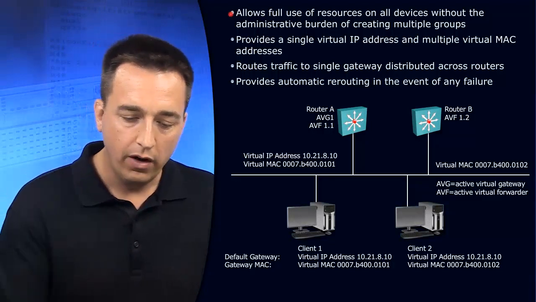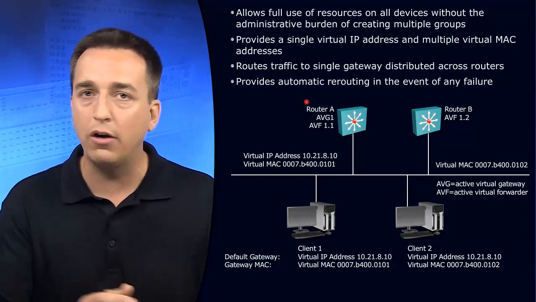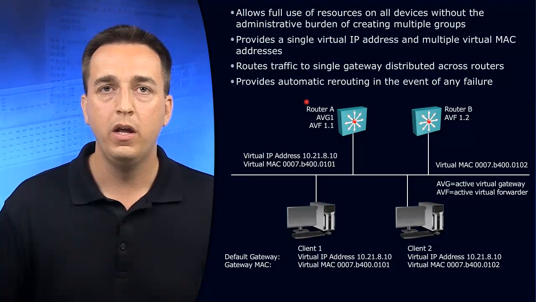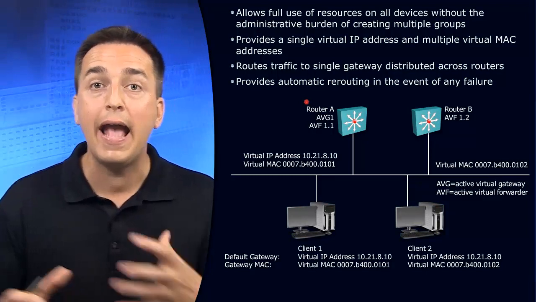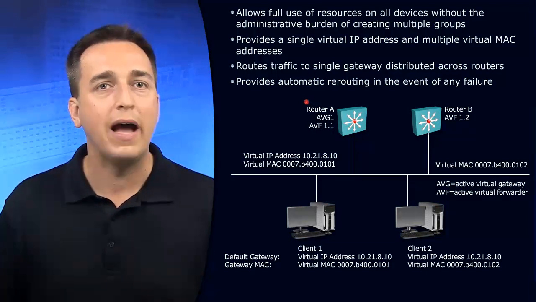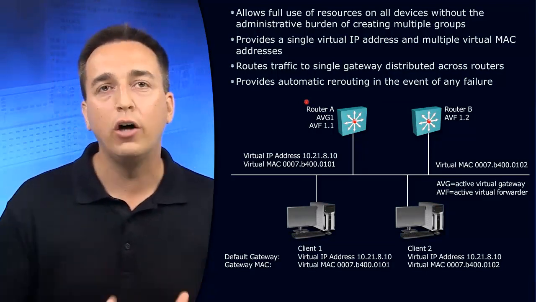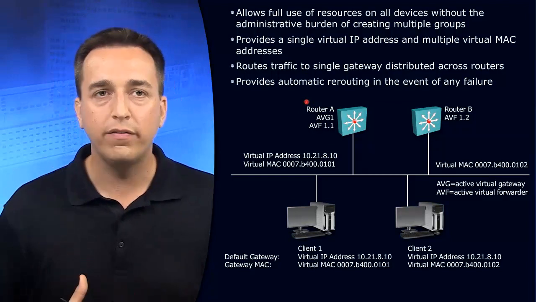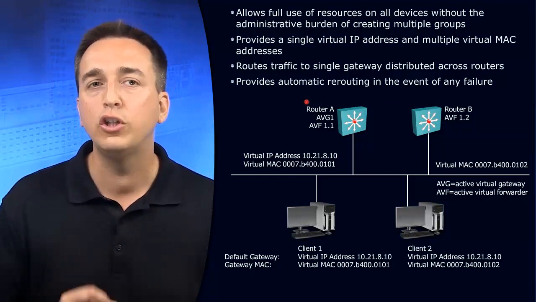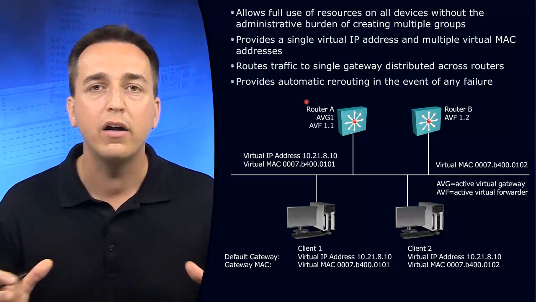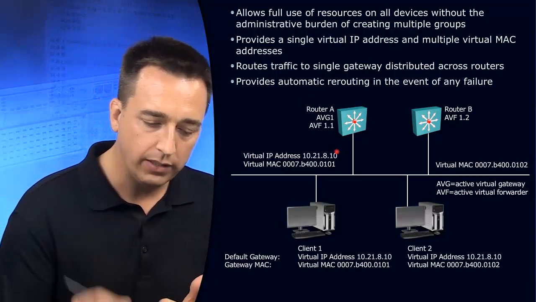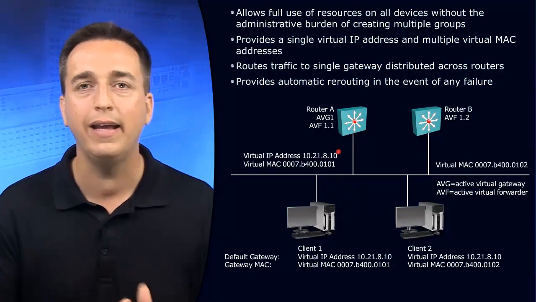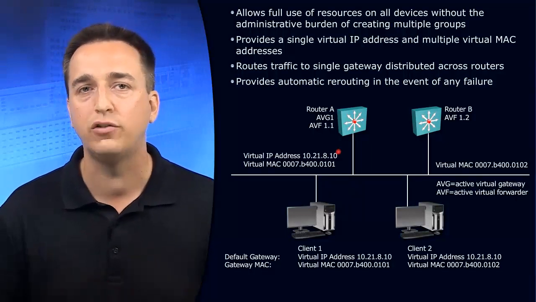We have our AVG, which is router A. We have AVFs, which are router A and router B. So make note of that. The AVG can also be an AVF. What is the virtual IP address that is being shared between these two routers in this group? It is 10.21.8.10. So that's a virtual IP address.